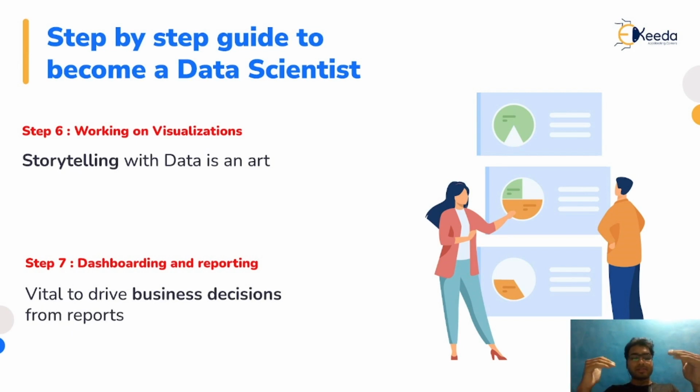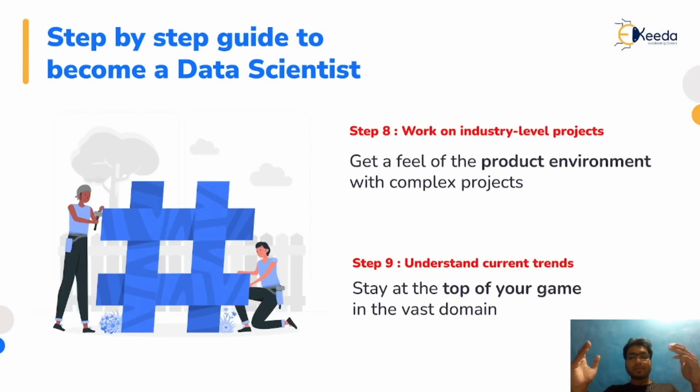So till now we have seen seven steps and I hope these are clear. So let's just go to the eighth step. In step 8 you should work on industry level projects. Just imagine that till step 7 you have grasped all those tools and techniques and you are well versed and proficient with all those techniques. But now you should be working on an industry level project. Why is that very important?